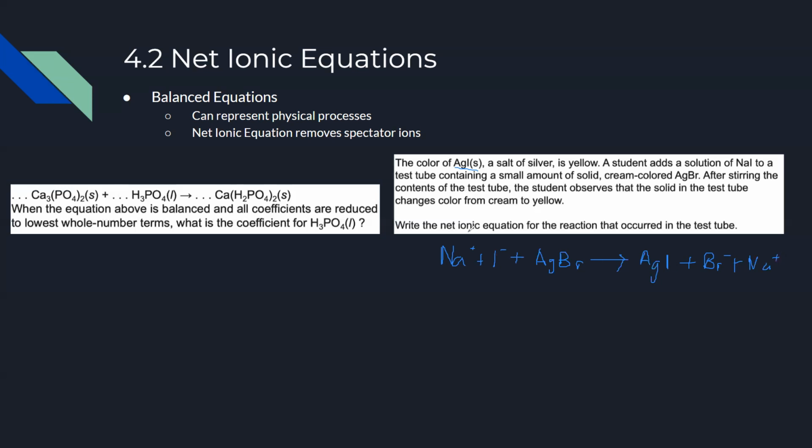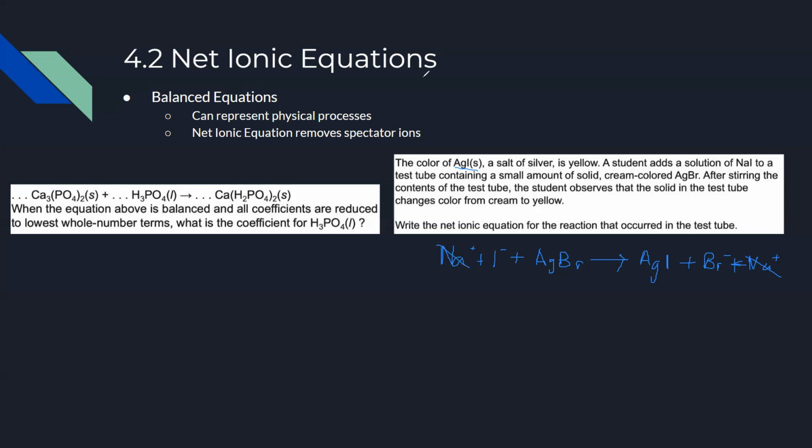Now, in order to remove spectator ions, you have to find the ions that don't have an effect in the reaction. So we can see sodium is a spectator as it plays no role in the reaction, while Br is being removed from the Ag because it's a solid. So the solid becomes an ion. That's why Br is still in the equation while Na is gone.